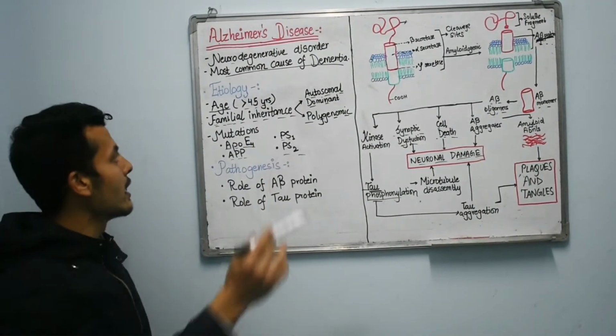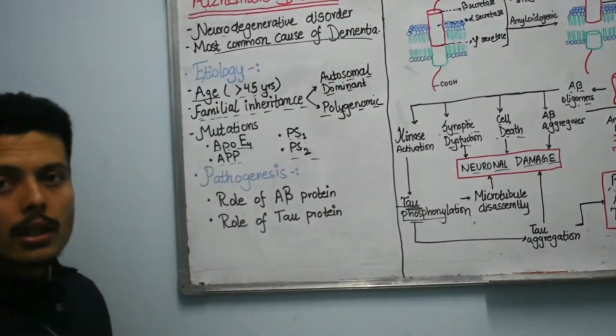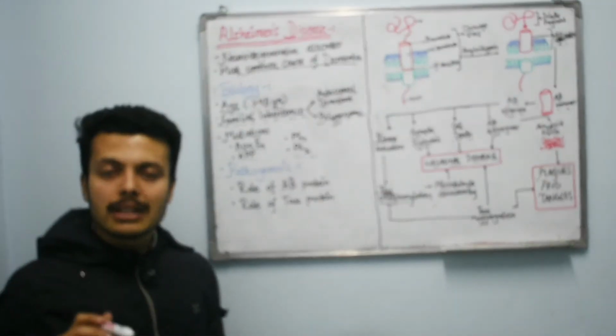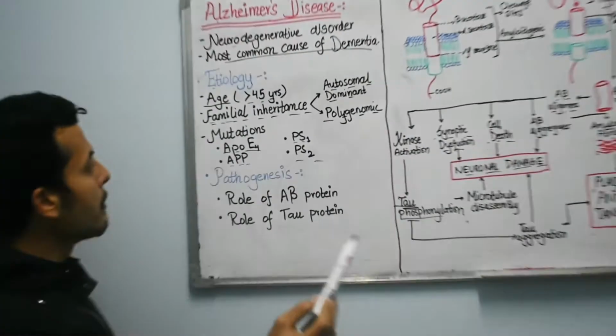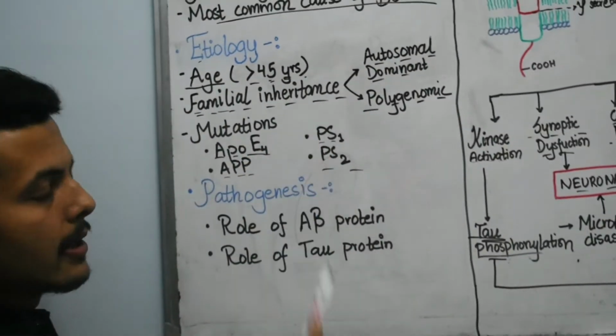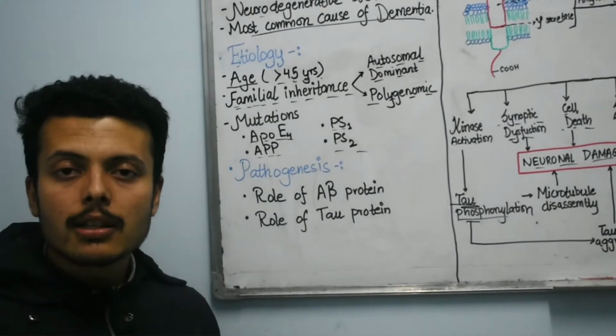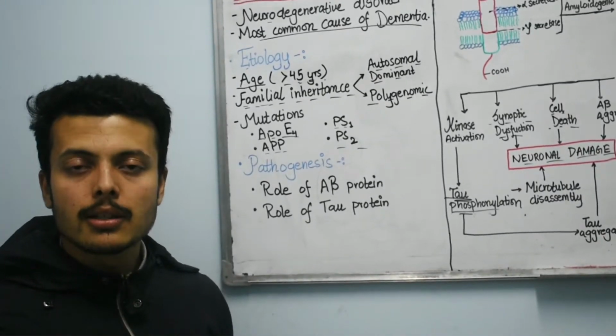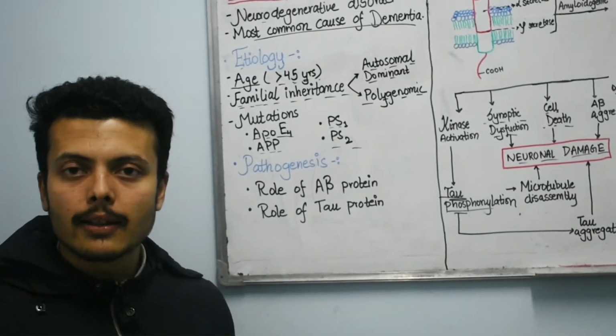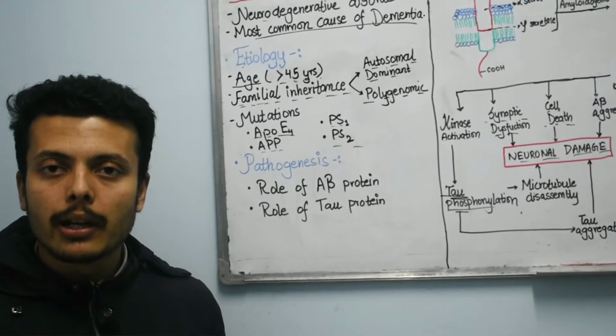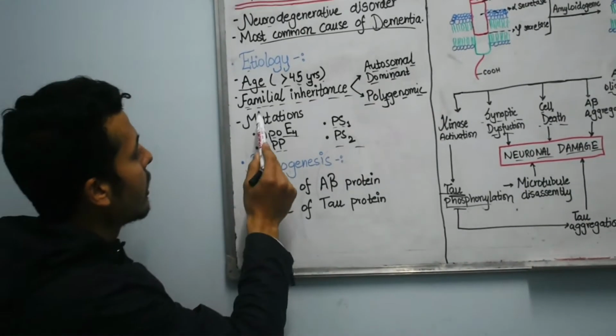Now let's move on to its etiology. The most common risk factor for Alzheimer's disease is age. People greater than 45 years of age have increased prevalence for Alzheimer's disease. And most cases of Alzheimer's disease are sporadic ones. Similarly, 5 to 10% of cases have a genetic component. That is, there is a pattern of familial inheritance.